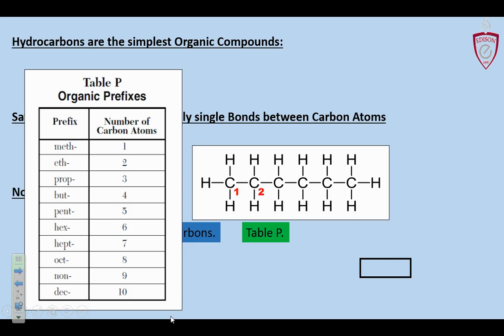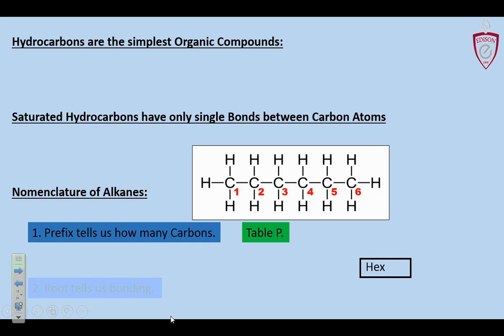Ready? There's 1, 2, 3, 4, 5, 6 carbons. So I'm going over to table P to where I see 6, and the prefix to use for this molecule has got to be hex. So whatever its final name is, it involves starting with hex right away. So if I'm going backwards and I see hex, I know 6 carbons. And we'll show you how that's done soon.